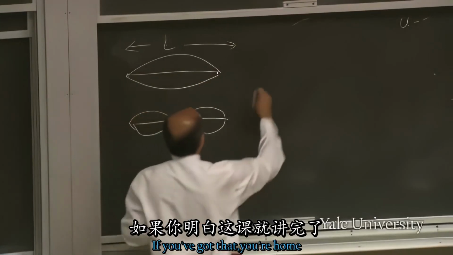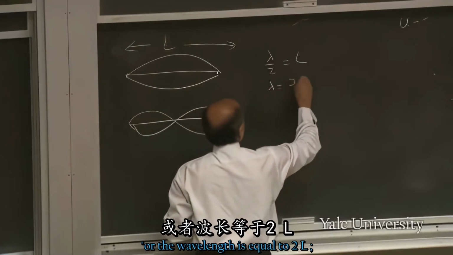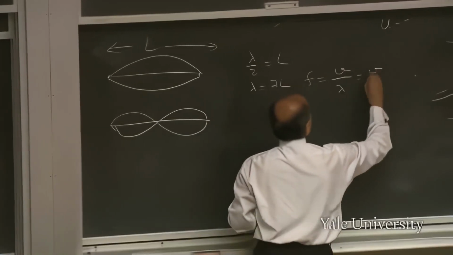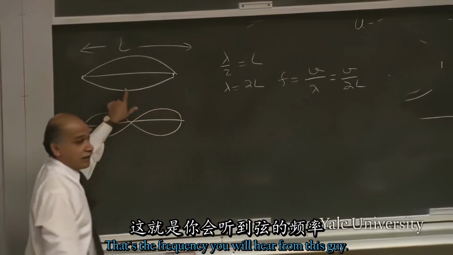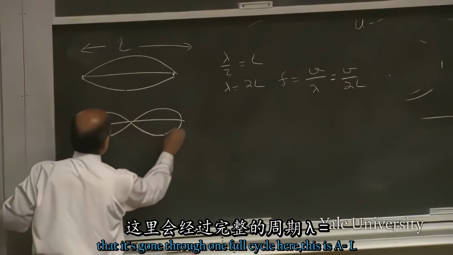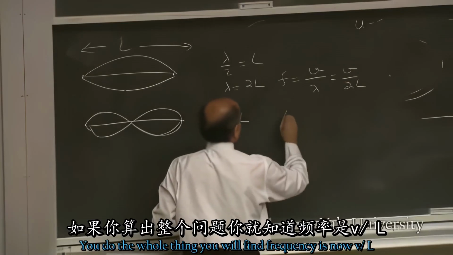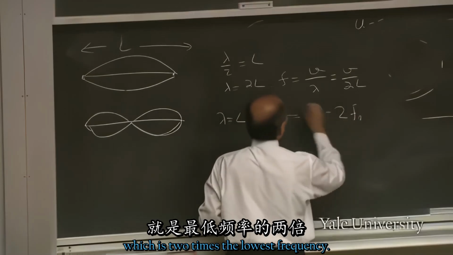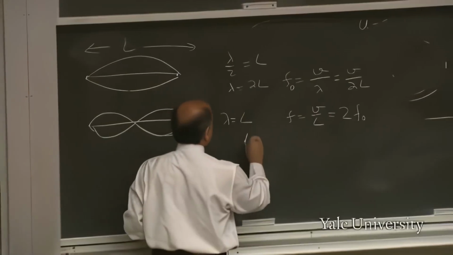If you got that, you're home, because you're saying half a wavelength is equal to L, or the wavelength is equal to 2L. The frequency is the velocity of sound divided by the wavelength, which is velocity divided by 2L. That's the frequency you will hear from this guy. When it vibrates like this, I think it's clear to you that it's gone through one full cycle here. This is λ equal to L. You do the whole thing, you will find frequency is now V over L, which is 2 times the lowest frequency, which we denote by f0, which means the fundamental frequency.